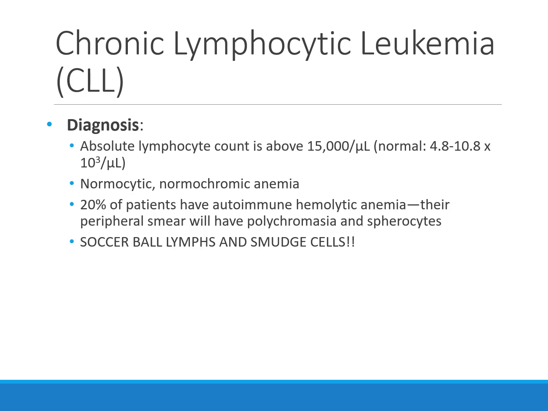That results in them smudging or basically rupturing, and then it looks kind of like a bug that someone stepped on right on the slide. It's just like a splat. And we'll see some pictures of that as well. Some people call them basket cells. They call smudge cells basket cells. Some call them balloon cells, but the typical name is smudge cells.